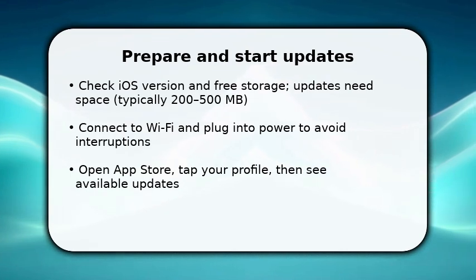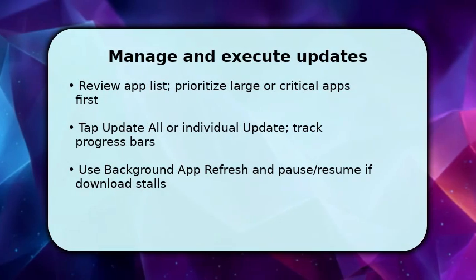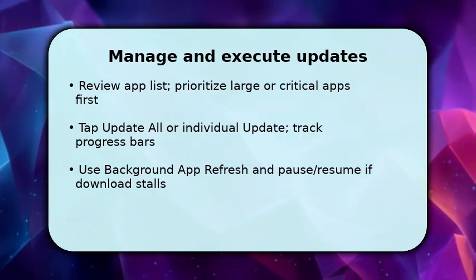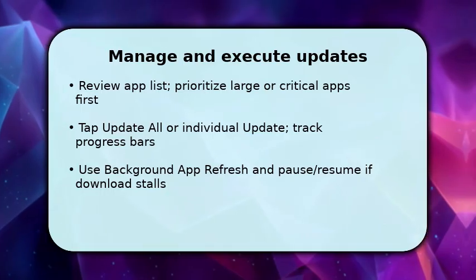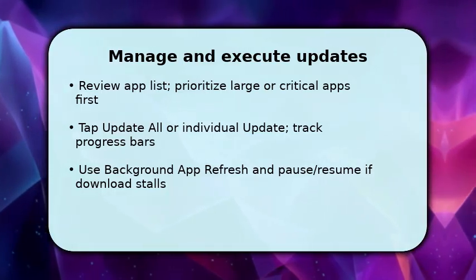Now you decide how to proceed. Review the list and prioritize critical or large apps first to control bandwidth. Tap Update All to queue everything, or tap Update next to individual apps if you want selective control.